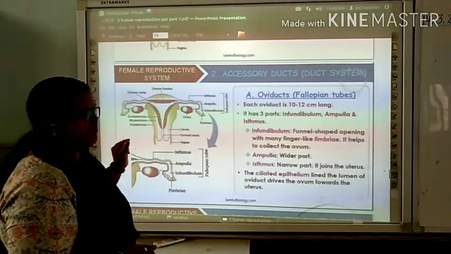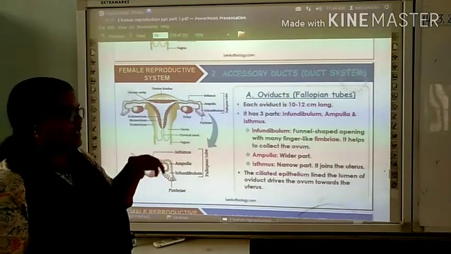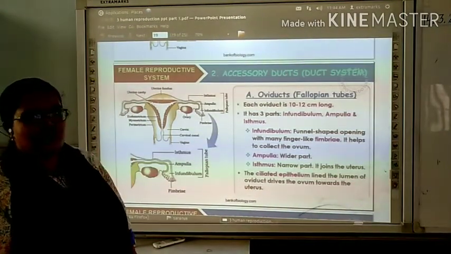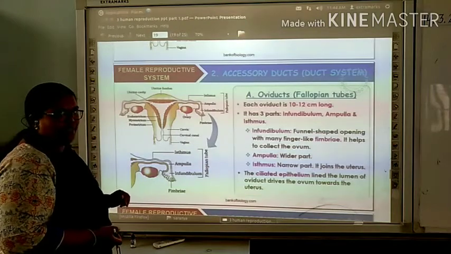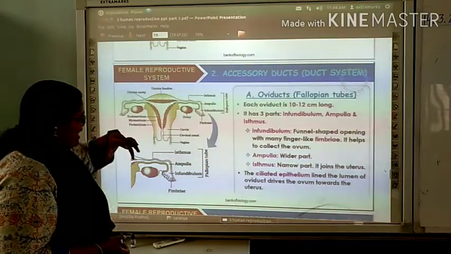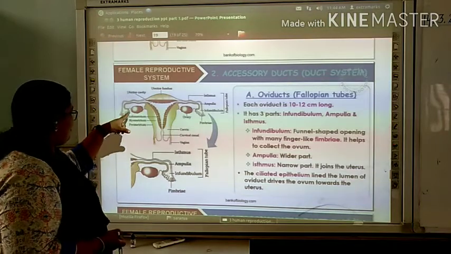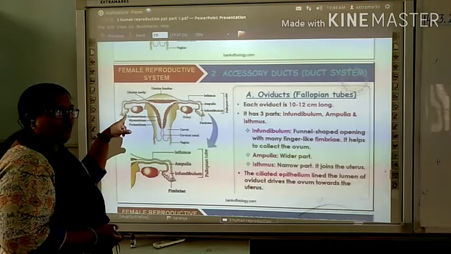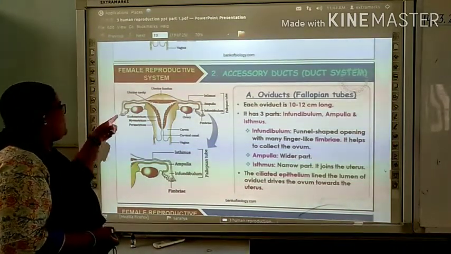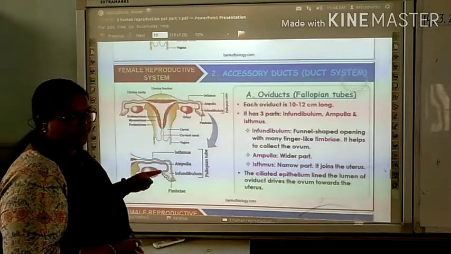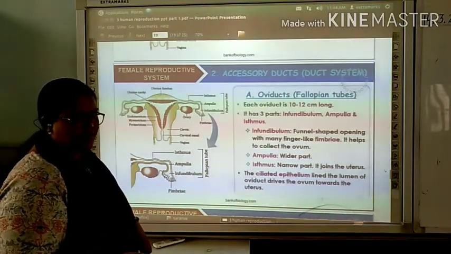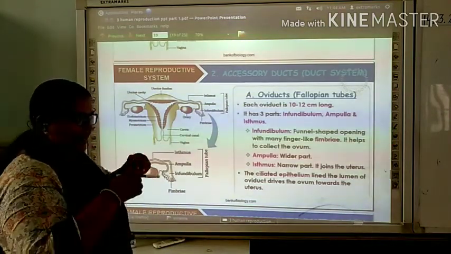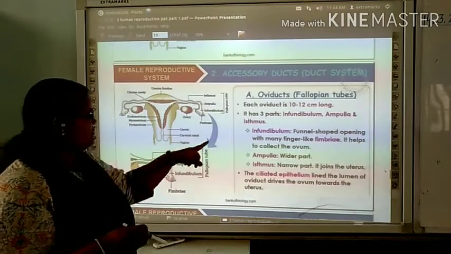We are going for the infundibulum. This is the funnel-shaped opening with many finger-like projections, which are called fimbriae. What is the function of this? It helps in the collection of the ovum from the ovary. After maturation, the ovum will be released from the ovary, collected by the fimbriae, and taken into the infundibulum part.